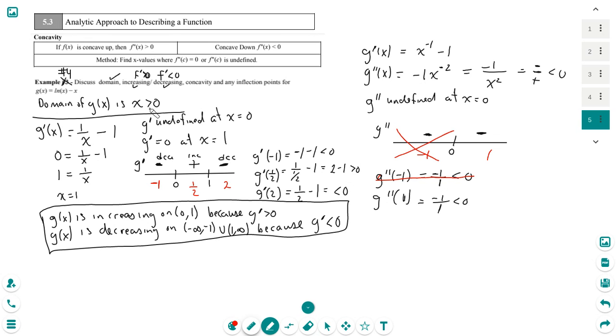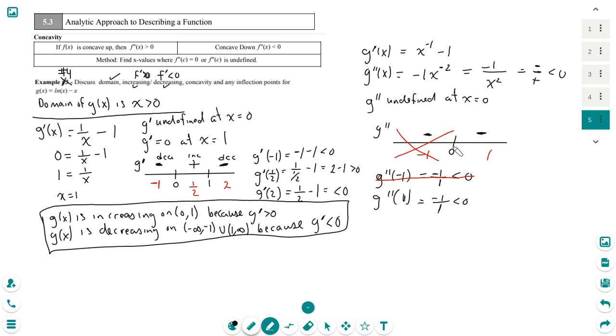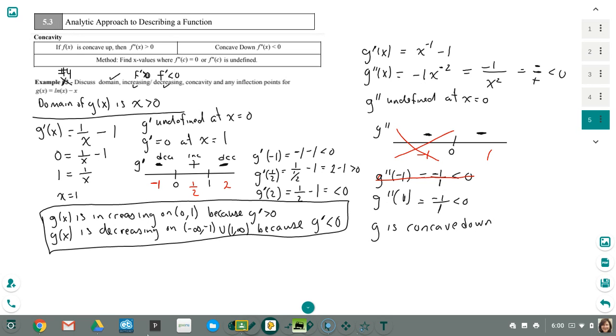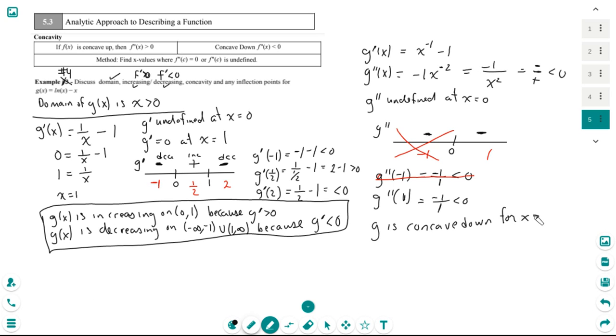So we have to stick to values greater than 0. 0 isn't even in the domain. So even though that created a breakpoint for us, we only can test values to the right. So this function is concave down for all values to the right of 0. It's always concave down. So g is concave down on the entire domain, which is x greater than 0.